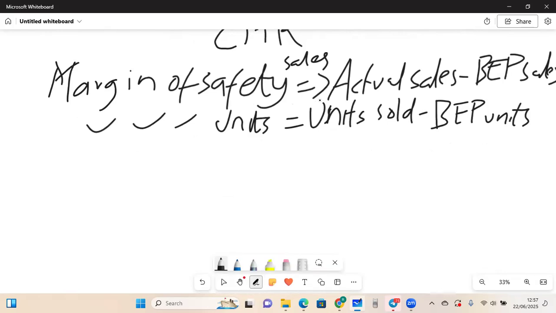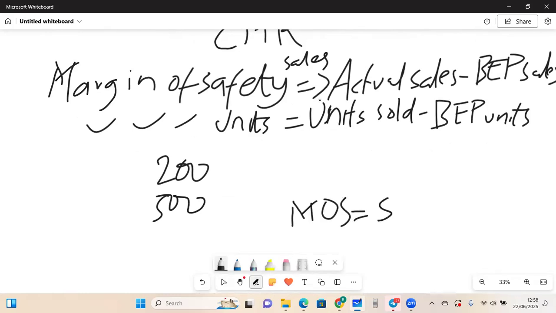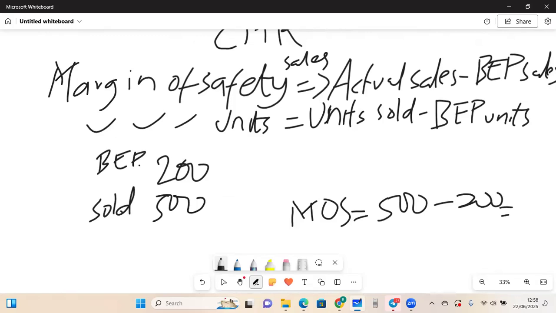So let's say you have a break-even point of, let's say, 200 units. Now, you were able to sell, let's say, 500. Now, your margin of safety, MOS, is going to be 500 units sold minus your break-even point, BEP, which is 200. Your margin of safety is going to be 300, something like this.